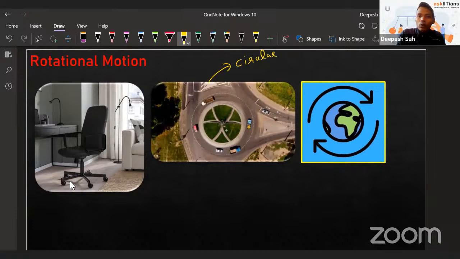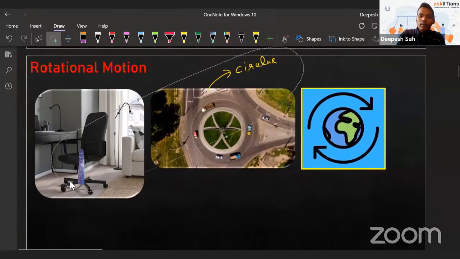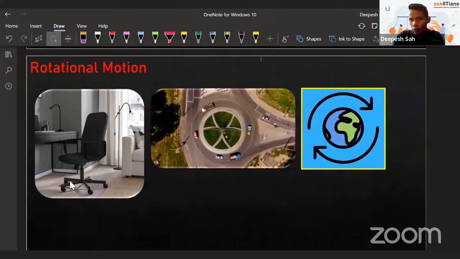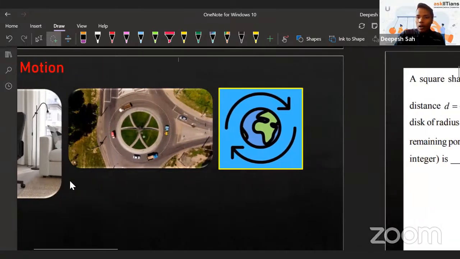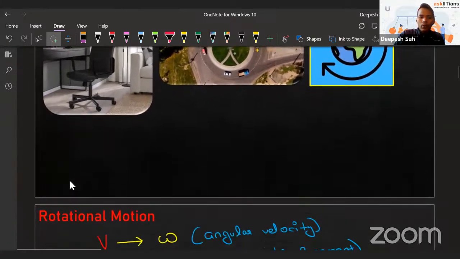But when I'm talking about rotational motion, for that you require an axis. On an axis your body is rotating. That is what rotational motion is all about. Okay, now today we will be starting off with the concept of rotation, not circular motion. Circular motion is a different topic, rotation is a different topic. Earth's rotation is a very good example of that.